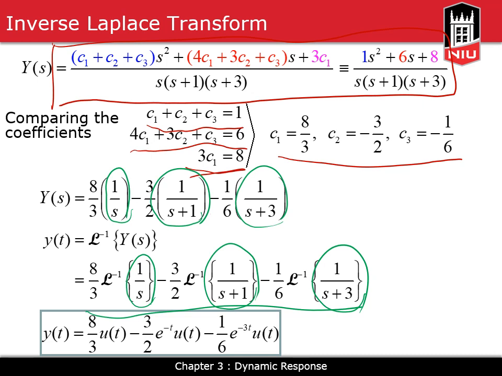You can include that u of t there or not, doesn't matter, because we always assume our functions are 0 before time 0. And inverse Laplace transform of 1 over s plus 3 is e to the negative 3t, like this term here. You can again include that u of t or not. So this last row is showing y of t, which is the inverse Laplace transform of the original function.